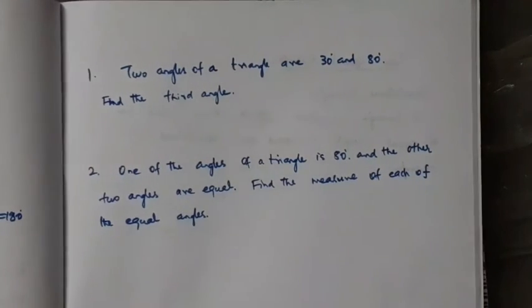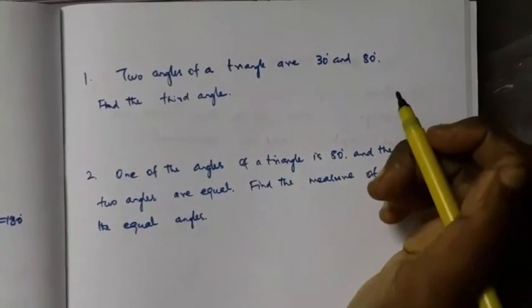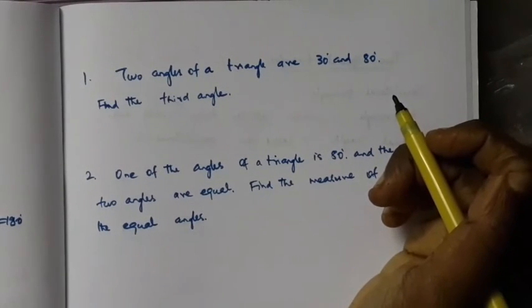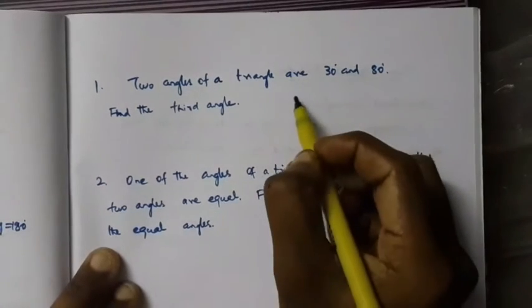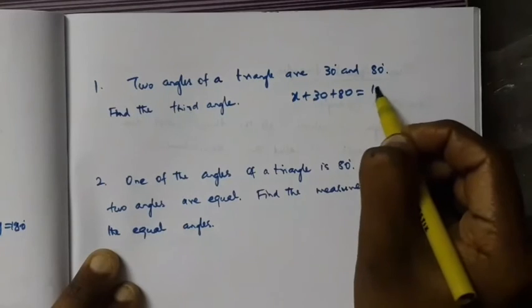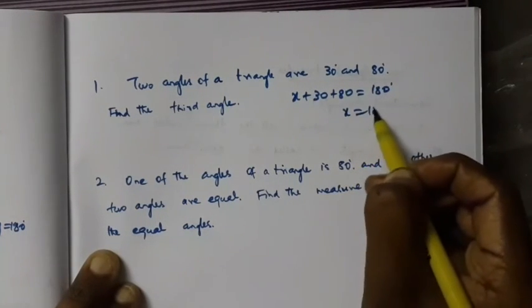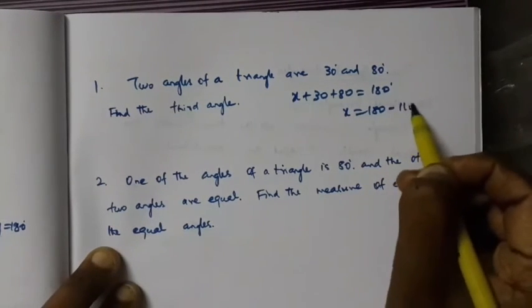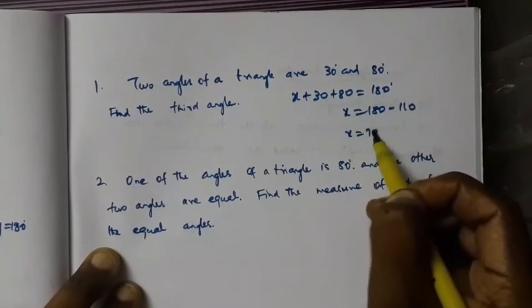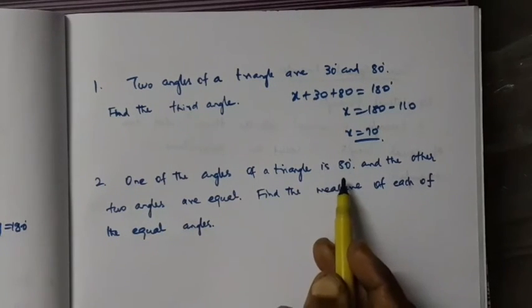Two angles of a triangle are 30 and 80. Find the third angle. So I am taking the third angle as x. So x plus 30 plus 80, the total angle should be 180. So x is 180 minus 110. So x is 70.